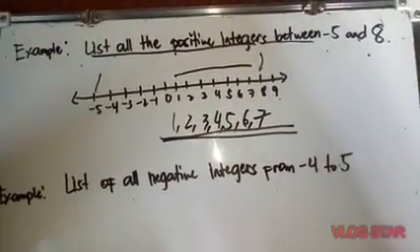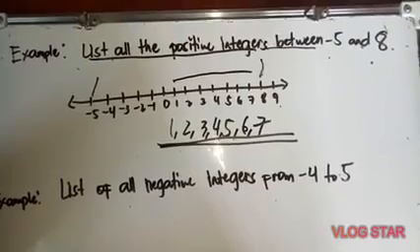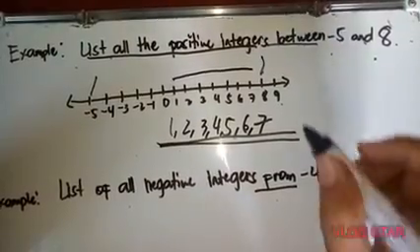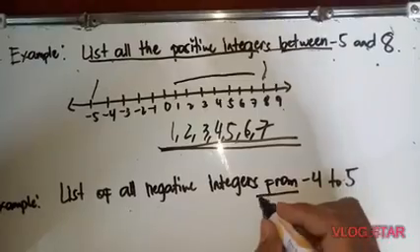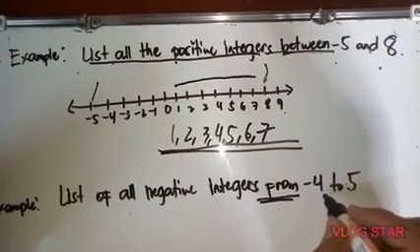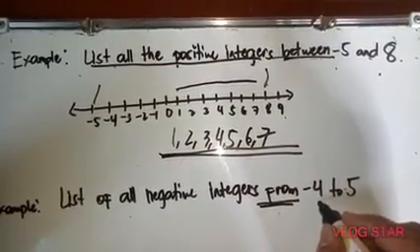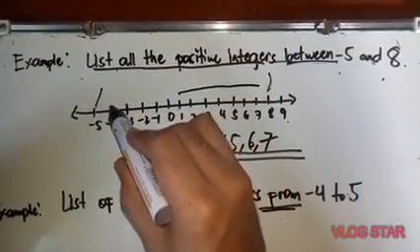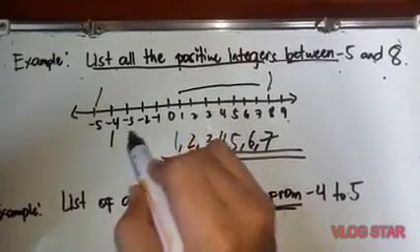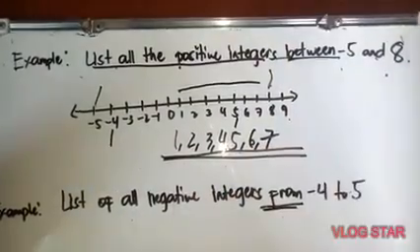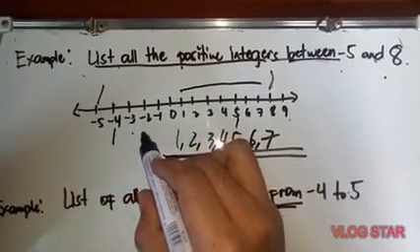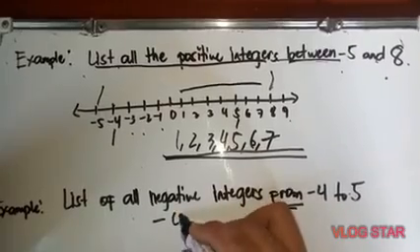Next, list all negative numbers from negative 4 to 5. So, see the difference between from and between. So, from negative 4 to 5, it means we will start counting the negative integers from negative 4. So from here to here, what are the negative integers? Negative 4, negative 3, negative 2, and negative 1.